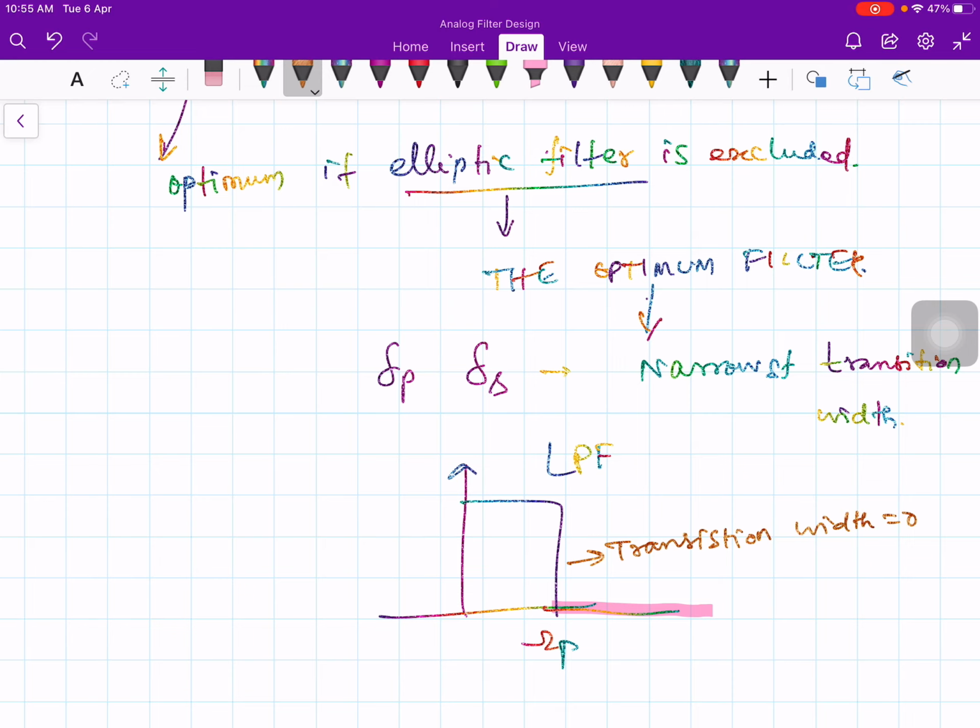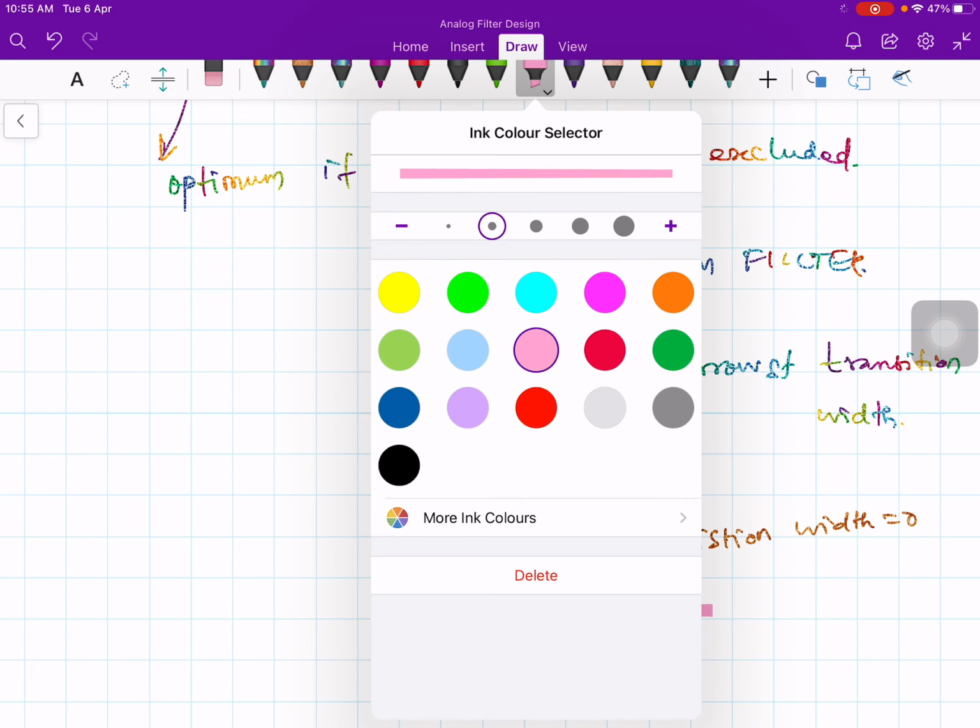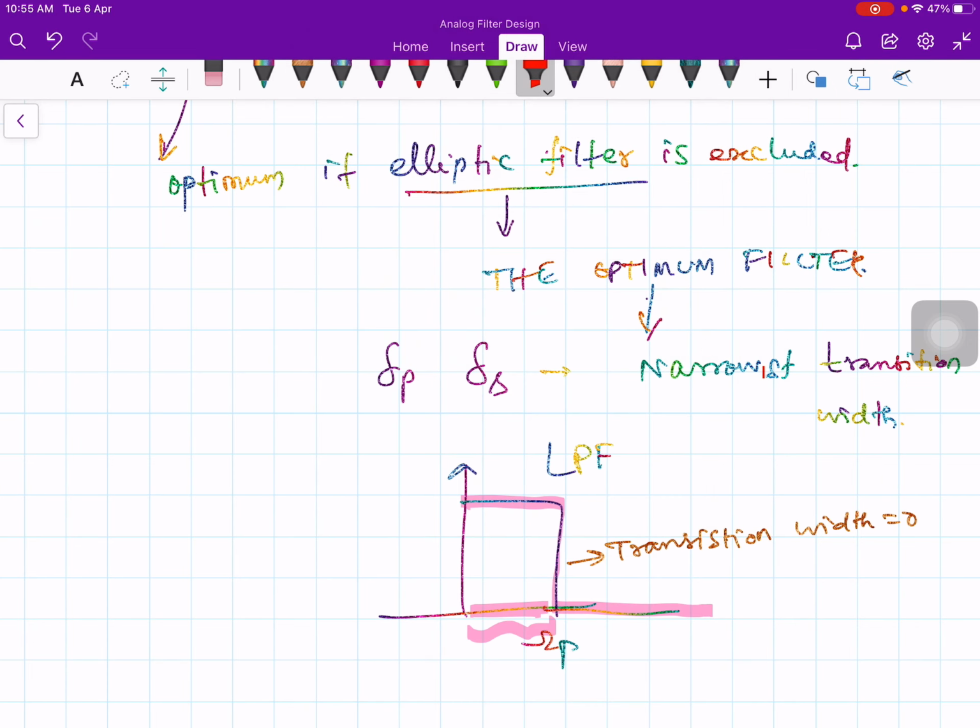So if you reduce the transition width as low as possible, then your filter is very good, the best one. Now if you look at this ideal filter, say this is my pass band, up to here, and then suddenly it becomes 0. So the transition width is very less. In fact, it is 0. But that is not possible in reality. This is ideal. In practice we can't design a filter with a transition width of 0.